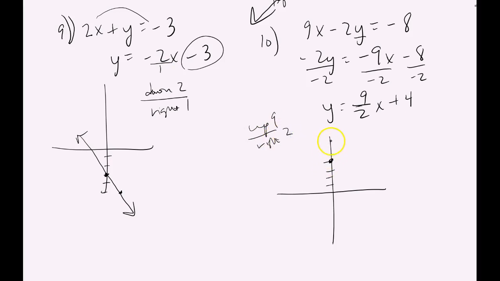If you didn't have enough on your paper to do that, then you can remember to do the opposite of both of these. So I'm going to go down 9, 1, 2, 3, 4, 5, 6, 7, 8, 9, and left 2. And that is just as effective as up and right. Okay, you're just doing the exact opposite, and they'll lay on the same line. It's perfectly legal.